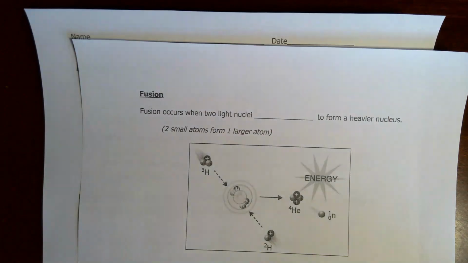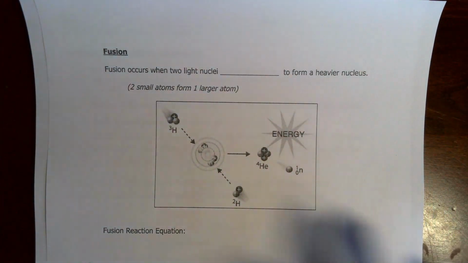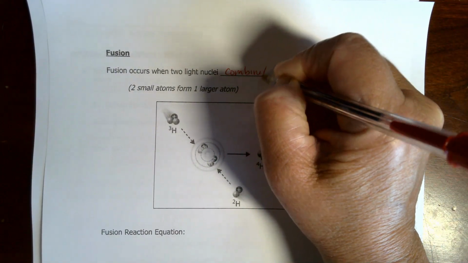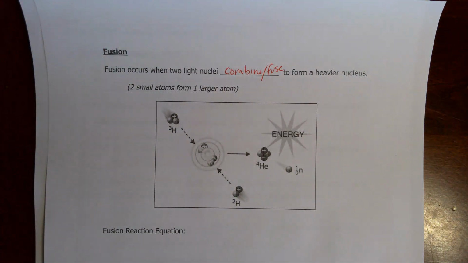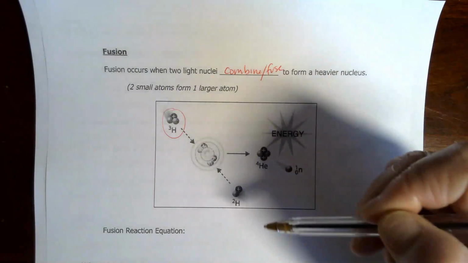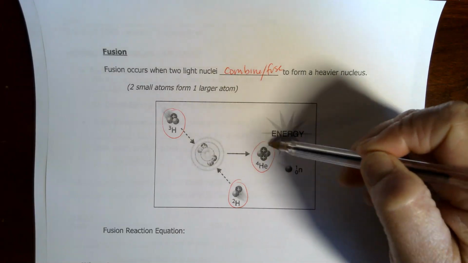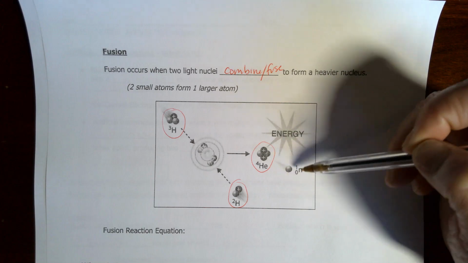Fusion. Fusion occurs when two light nuclei combine or fuse to form a heavier nucleus. Basically, two small atoms form one larger atom. In this diagram, this is a small atom, this is a small atom. They come together and they produce this larger atom, plus a lot of energy, plus a stray neutron.